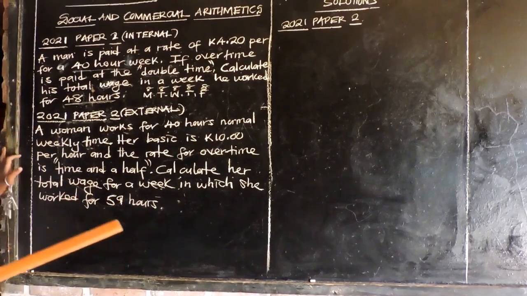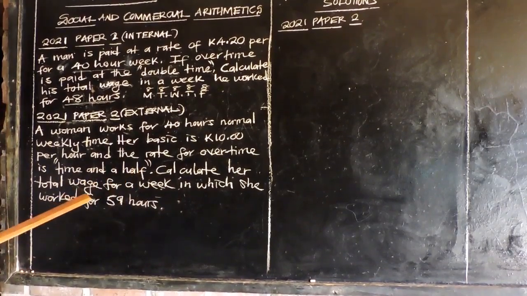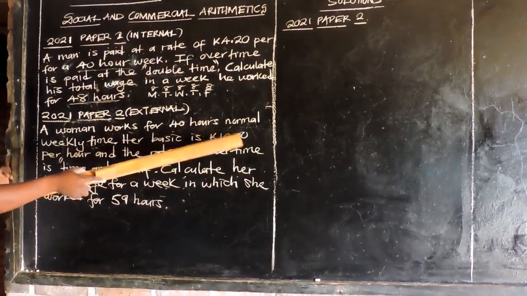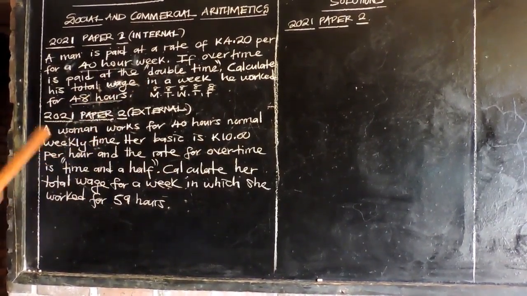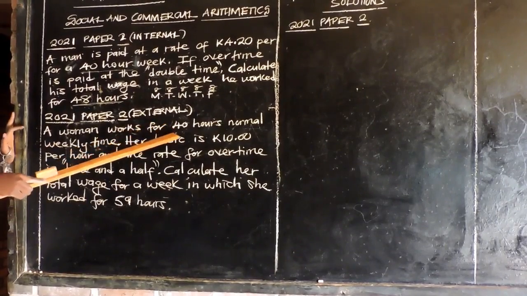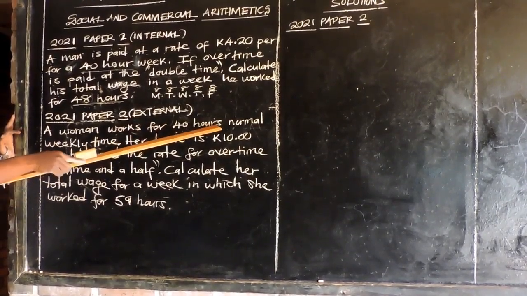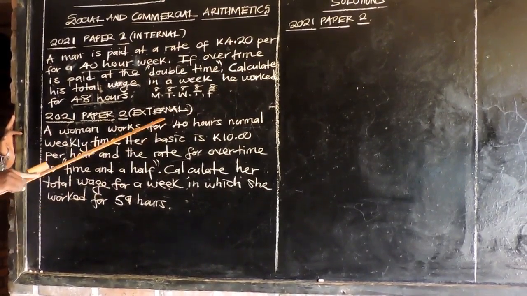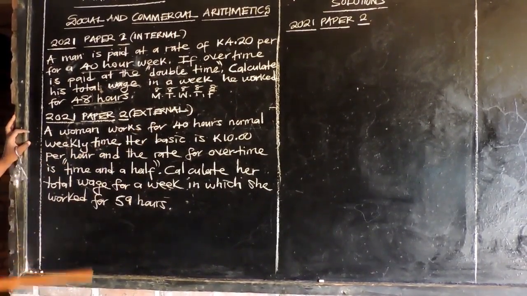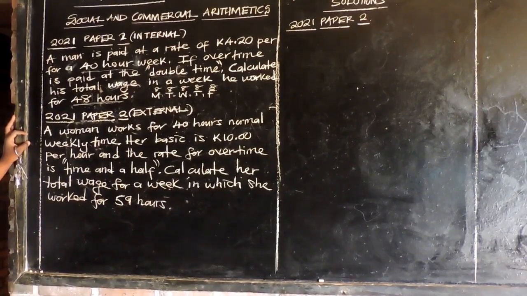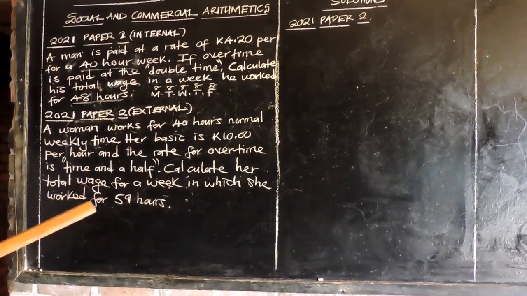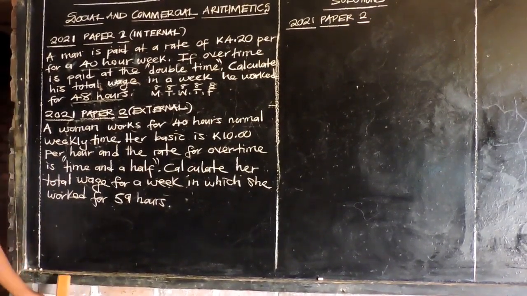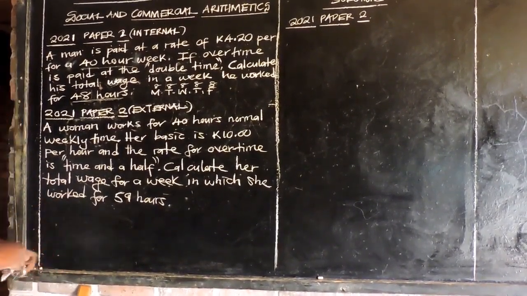So now, they are saying what was our basic rate per hour? It's 10 kwacha. Are we moving together? So take note of this information. Our normal working hours are 40 hours. Then there was a week she worked for 59 hours. So from 40 to 59, you have got a surplus of 19 hours. That is overtime, right, guys? So to answer this question, we are going first to find our overtime.